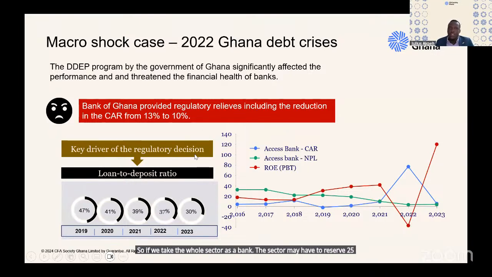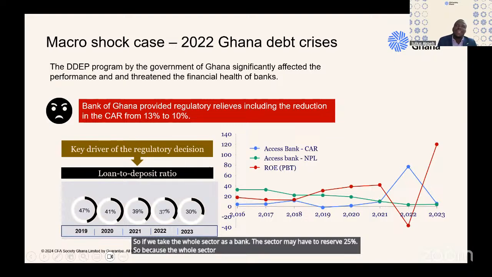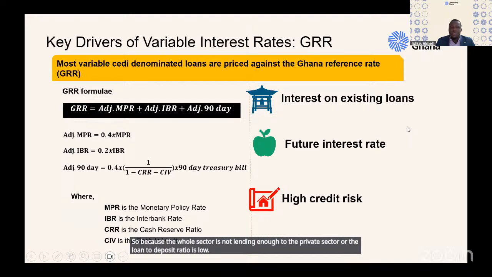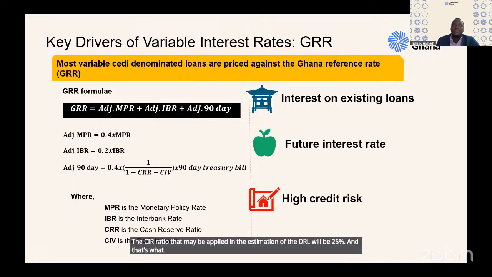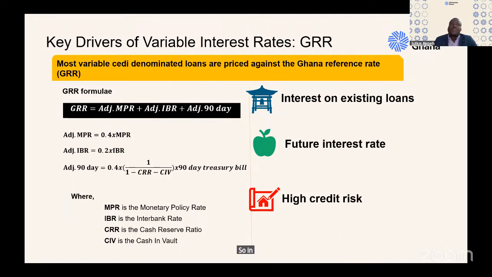So because the whole sector is not lending enough to the private sector, or the loan to deposit ratio is low, the CRR ratio that may be applied in the estimation of the GRR will be 25%. And that's why interest rate in the economy could be higher. In other words, the central bank is trying to tell you this story: if the banks are not lending much to the private sector, or they are not creating loans, then interest rate in the economy will be higher. In other words, it will cost you to get credit.